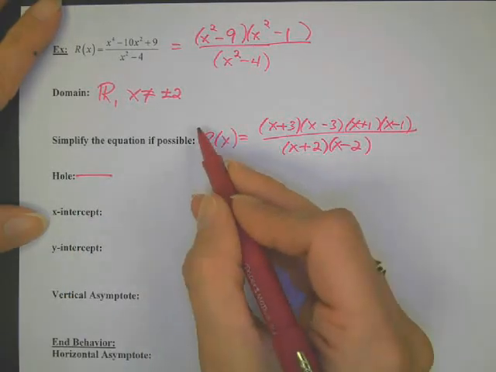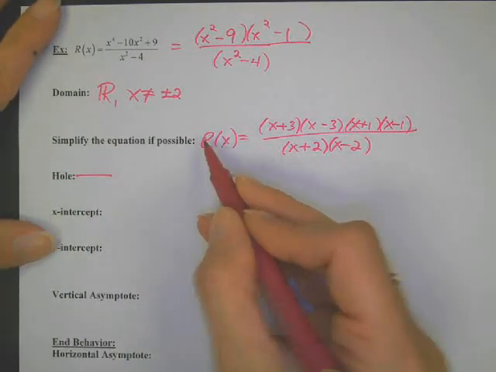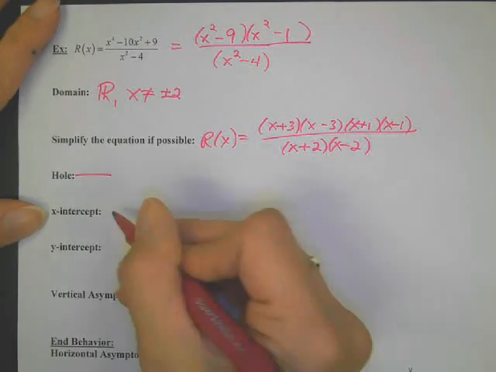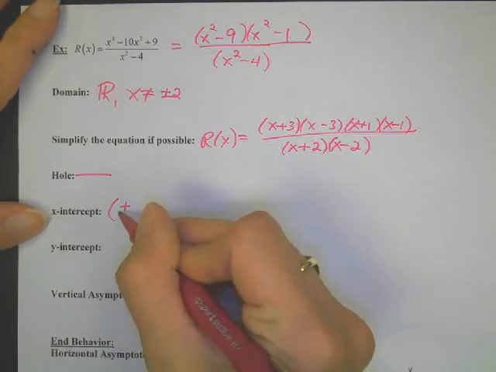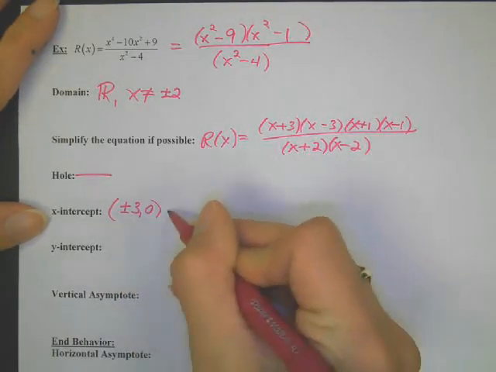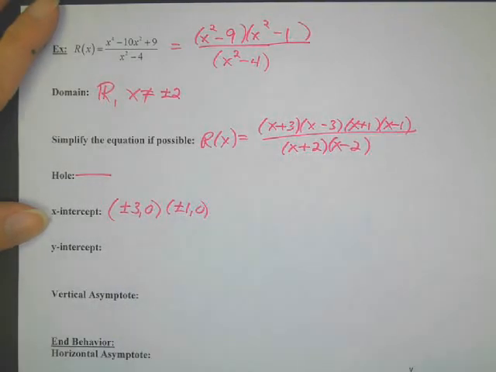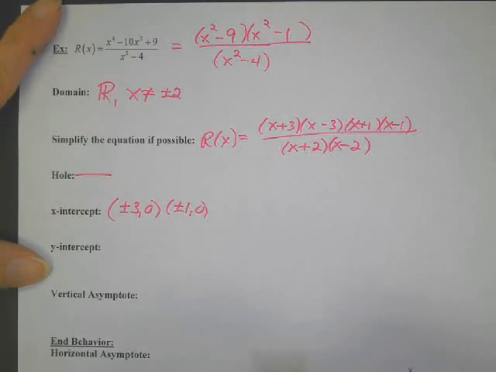X-intercepts: you put 0 in for y, the denominator is going to cancel, so the easiest thing is just to look in the numerator. So we have 4 of them: plus or minus 3 comma 0 and plus or minus 1 comma 0. It's going to help me graph. The more information, the better.